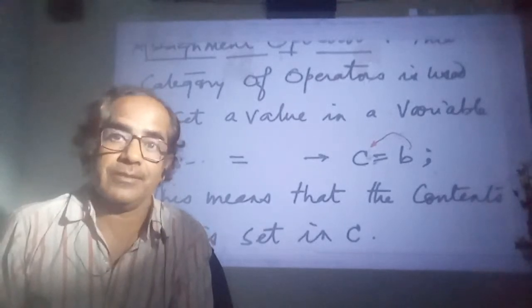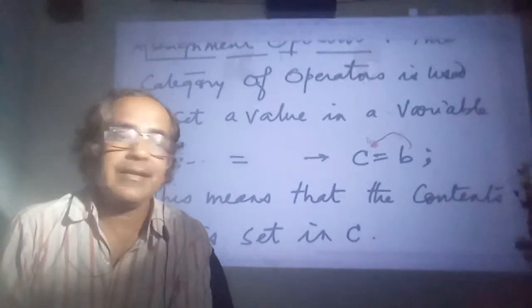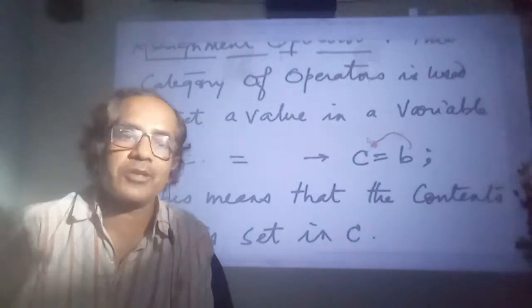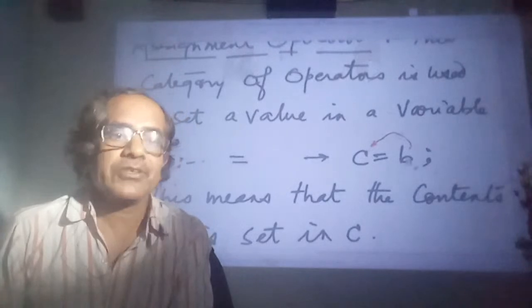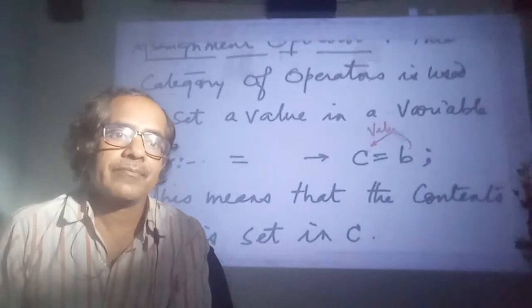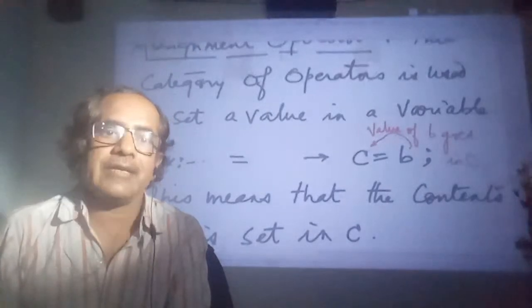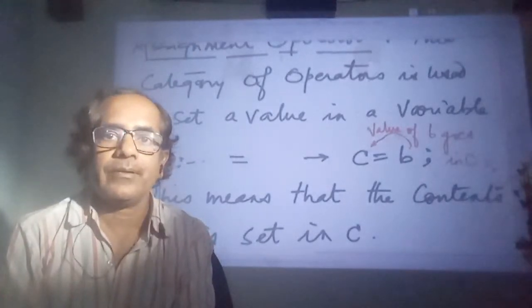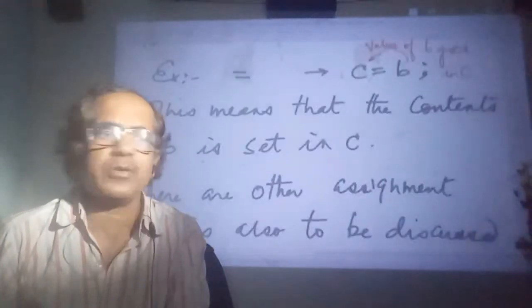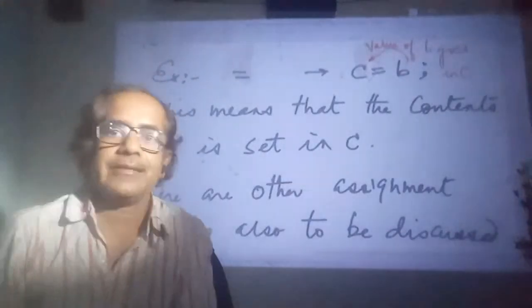This is the convention. Convention tells that the variable to assign is always kept on the left, and the value that is given to assign is always kept on the right. So since B is on the right side, the value of B goes in C. Value of B goes in C. Here it is mentioned also. This means that the contents of B are set in C.